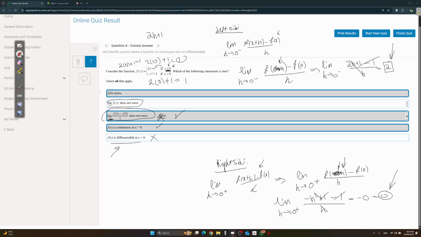This is something completely different. We're saying the limit as h approaches 0 does not exist. So please don't mix up and choose this one by accident. Make sure you know what you're choosing.